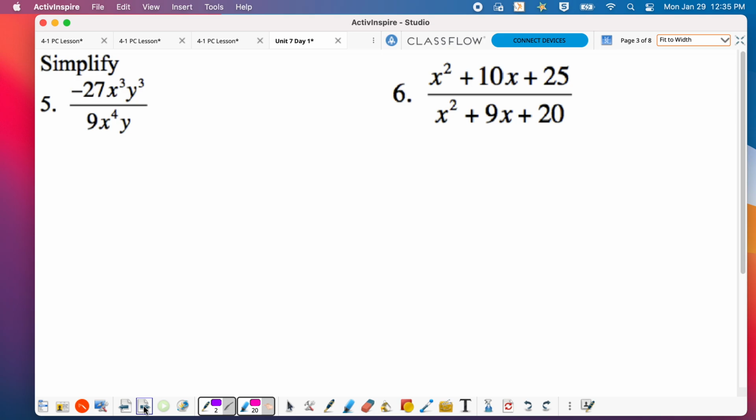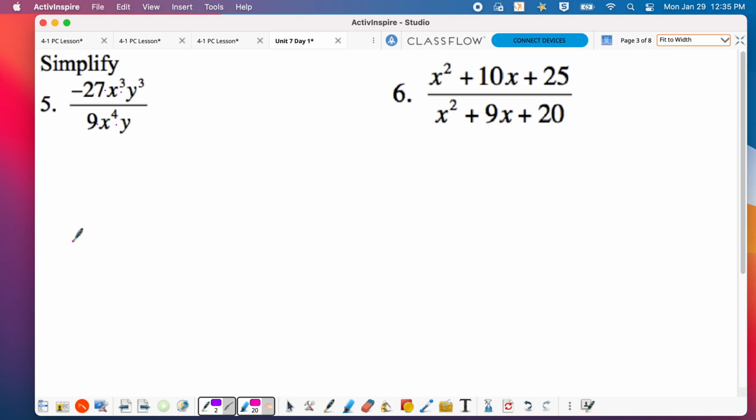All right, so now, this is the new part of the lesson. I have negative 27 x to the third y to the third over 9x to the fourth y. I want to simplify. Because all of these are multiplied together, I could do some canceling.